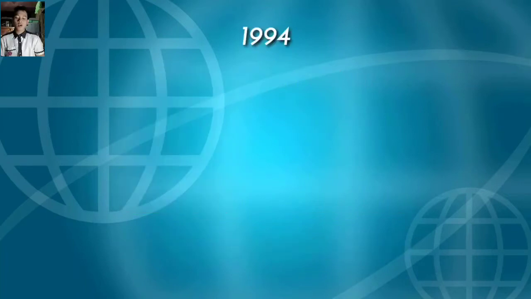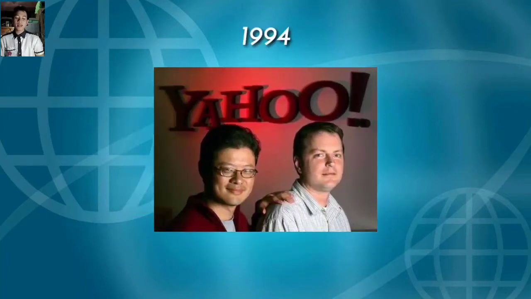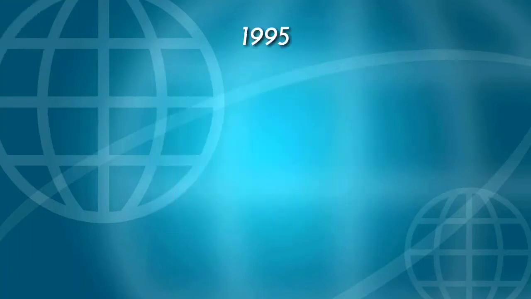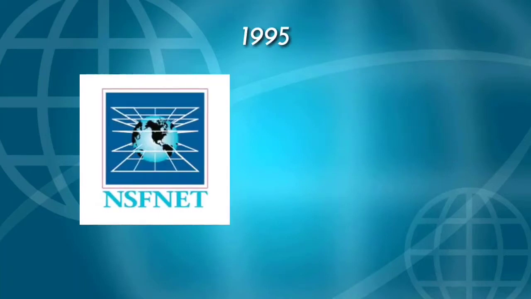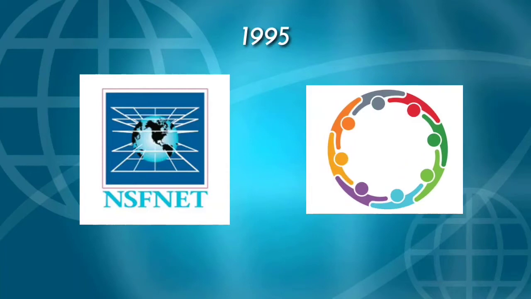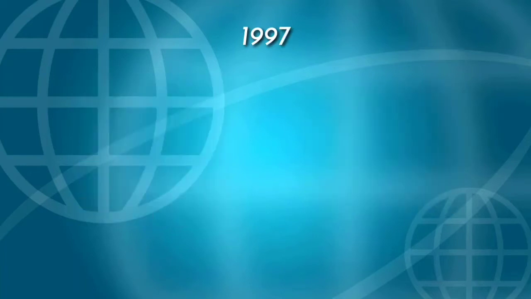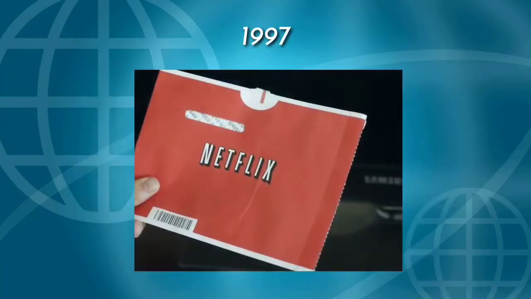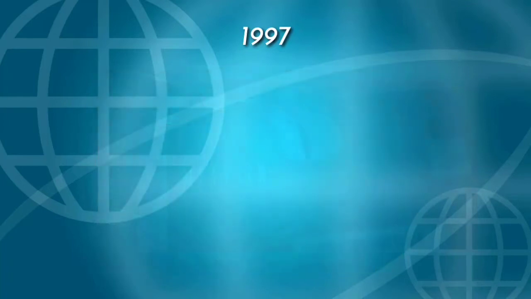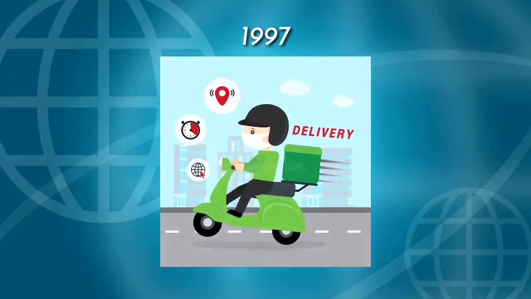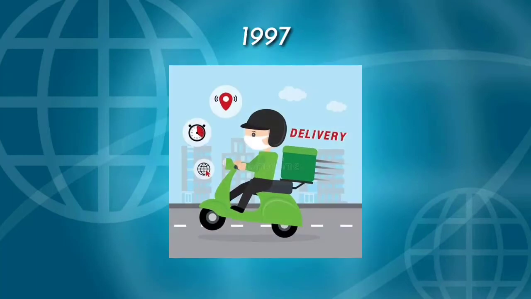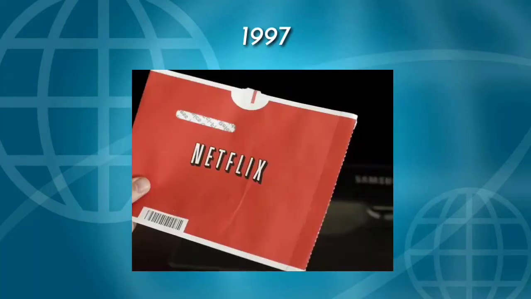And in 1994, Yahoo was created by Jerry Yang and David Filo. It was the most popular website worldwide during the 2000s. And in 1995, NSFNet terminated its network on the internet and resumed its status as a research network. And by 1997, Netflix was founded, and it was used as a rent-by-mail DVD service. People would browse and order the films they wanted on their website, and Netflix would post them to their doors.